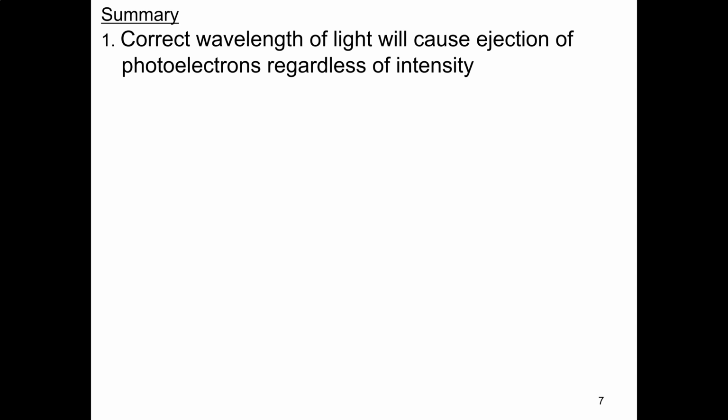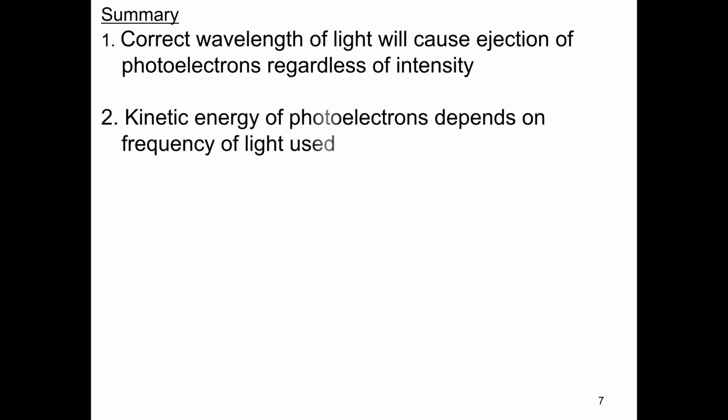Whether it's 1 or 1,000, you're still going to get an electron ejected. Now, is it going to be as many electrons with 1 photon per second as 1,000? No. The more intensity you have, the more photons that are hitting, the more electrons that get ejected. Kinetic energy of photoelectrons depends on frequency of light used.